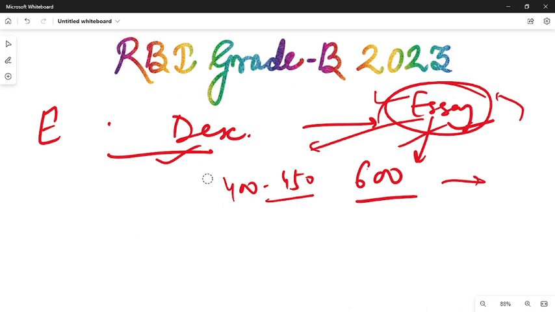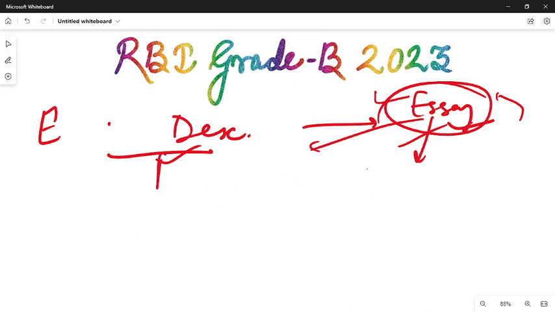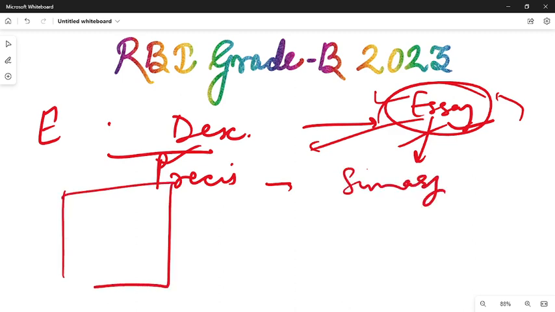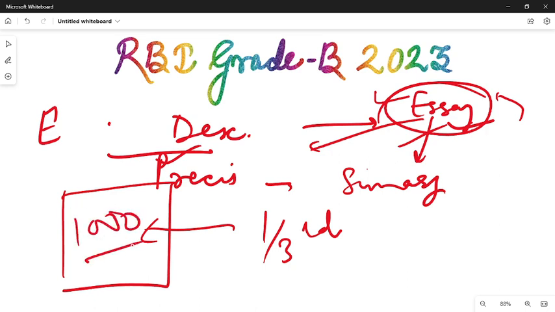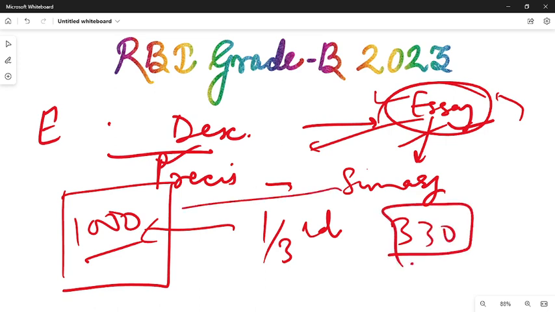Second thing, your précis writing. What is a précis? Précis is basically a summary. You will be given a comprehension passage, and you are asked to summarize that passage in one-third of its word limit. Let's say the passage is of 1000 words, so you need to write the précis of approximately 330 words. So that is the basic idea of a précis, to summarize a particular passage into fewer words.